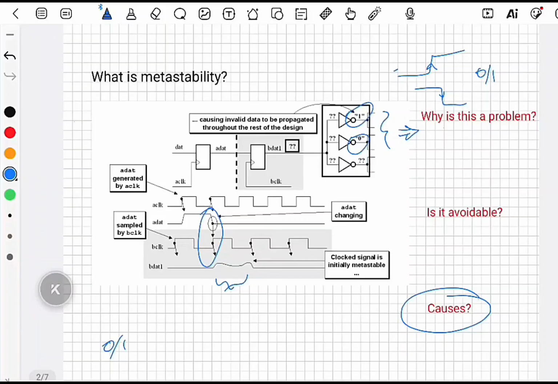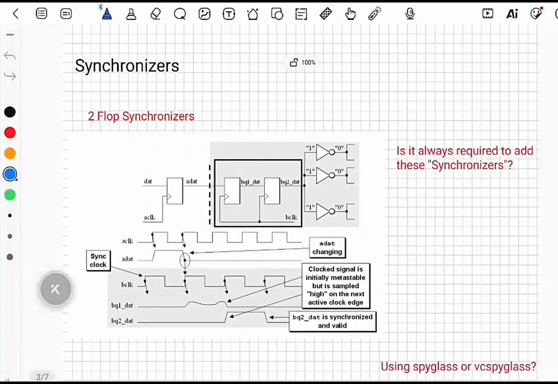For example, because of aging, the path delays usually increase. A signal that had to reach by this edge of some clock might, because of aging, get extended, or a situation like this. These situations may lead to metastability. So we will be discussing the methods which we can use to mitigate this metastability.